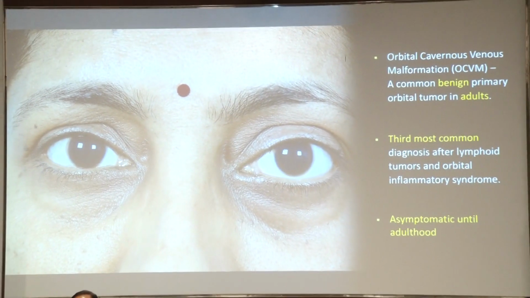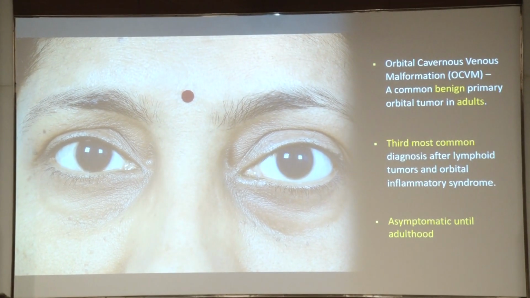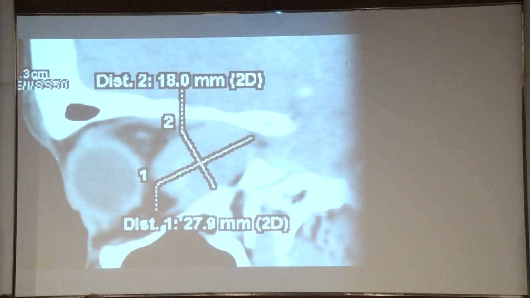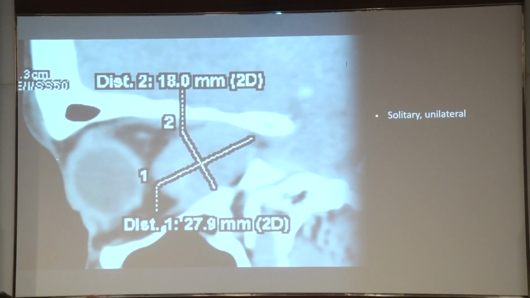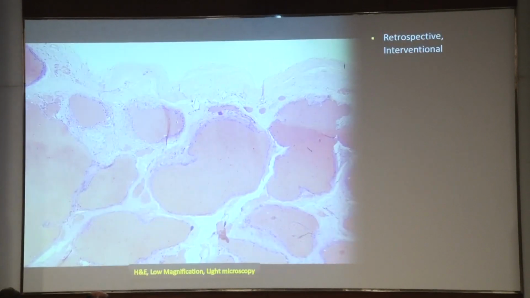It is mostly asymptomatic until adulthood, when it is diagnosed with various clinical symptoms. It is usually solitary, unilateral, and rarely associated with other vascular anomalies also.